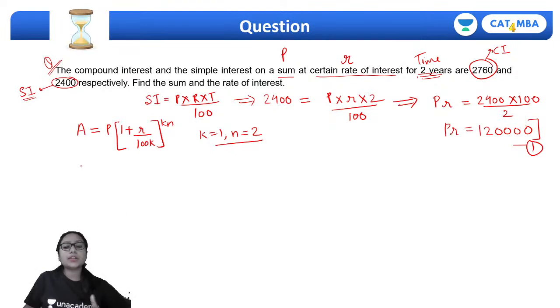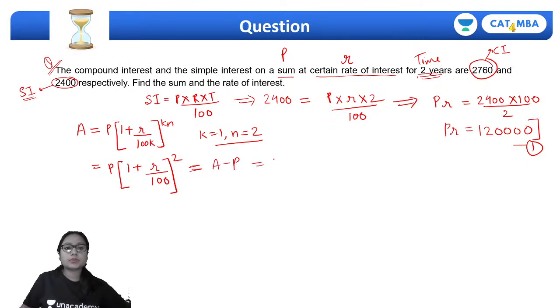So the amount is, I don't know the amount, but principal also I don't know. So let us take P, 1 plus rate of interest is not known, R upon 100, raised to the power 2. Okay. Now this is equal to amount minus principal.